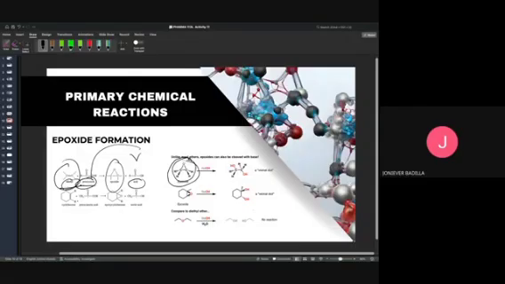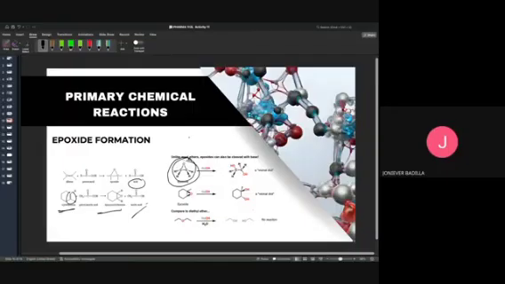Apart from your straight chain alkene, it is possible for your cyclic alkene to be used as a base compound to produce an epoxide. In this case, we will be forming what we call epoxy cyclohexane. Notice that the double bond or the unsaturation will have to be reduced along with the recovery of the specific acid used in that chemical reaction. So that would be for your epoxide formation.